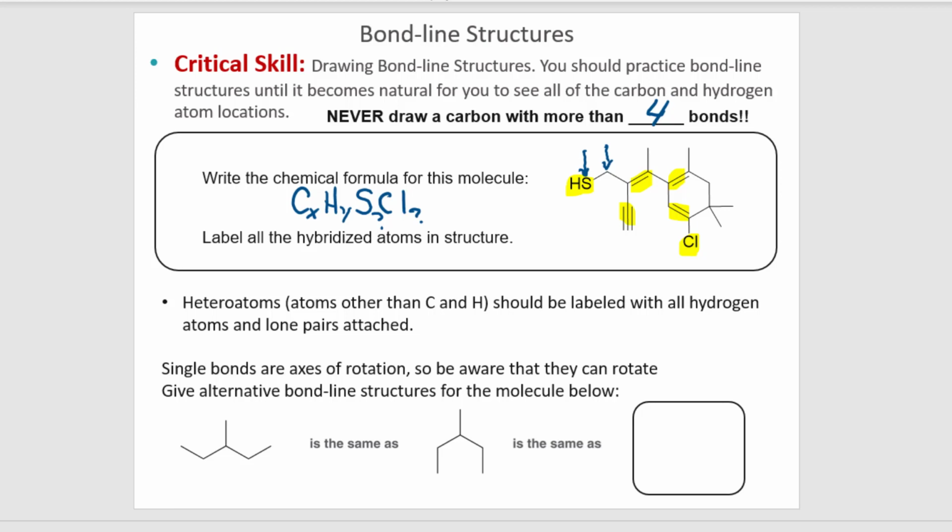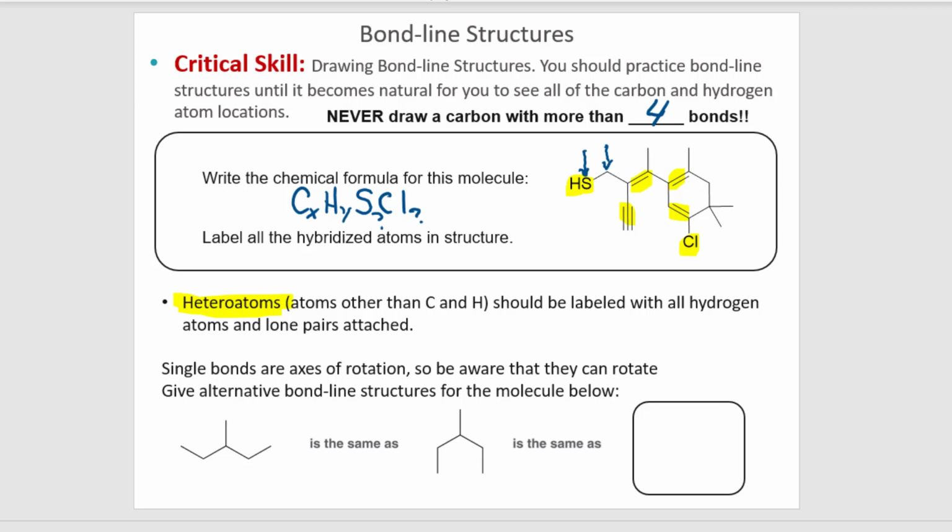Okay, so heteroatoms are the atoms that are not carbon and hydrogen. So this is an organic chemist's world. A heteroatom like sulfur or chlorine or oxygen, those atoms are called heteroatoms. We do not assume hydrogens on heteroatoms. So remember, when I have a hydrogen on sulfur, I draw that hydrogen.